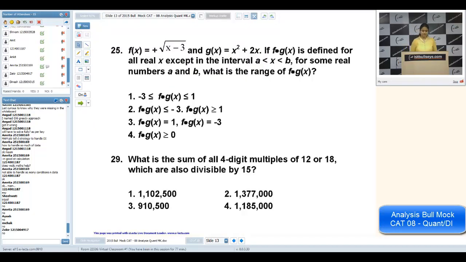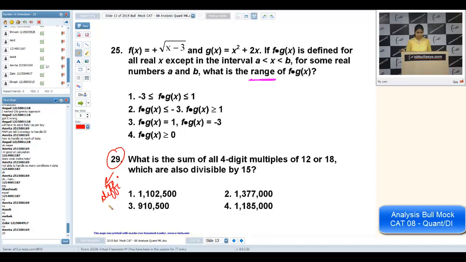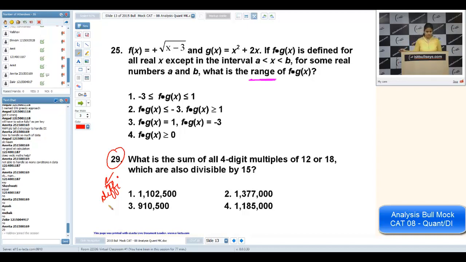Now come to question number 25 and 29. The 25th was very easy. I think it's a 5-second question, if you are able to understand this word range. Yeah, any problem in the 25th or 29th? The 29th, yes, it was difficult, the calculation part. Yeah, any problem in these two questions? Yes, Amrita, I'm coming to your doubt. I think all of you are comfortable in the 25th question.